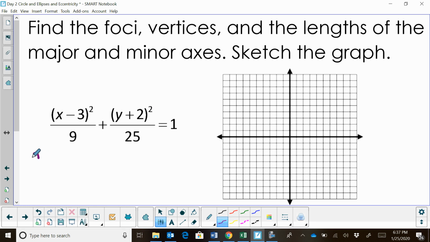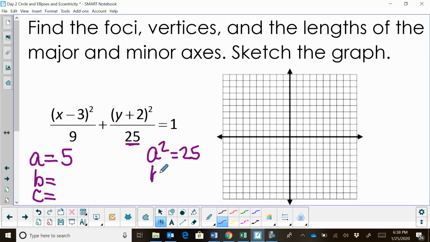But what we need to do first is to define the values of a, b, and c, where a is the value from the center to the vertices, b is the value from the center to the co-vertices, and c is the value from the center to the foci. Okay, so a is always the greater value. So on this one, a squared is equal to 25. So that means a must be 5.